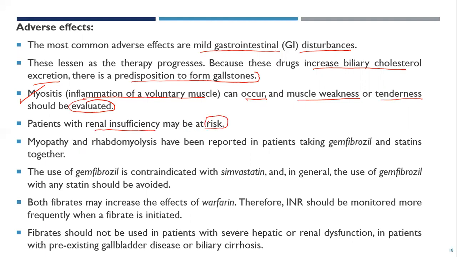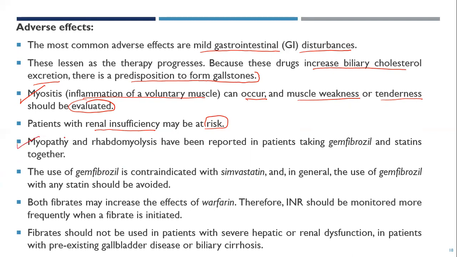Why? Because the metabolites of it get excreted through the urine. That's why renal insufficiency is to be evaluated, and we have to avoid giving this drug or reduce the dose of this drug in such patients.